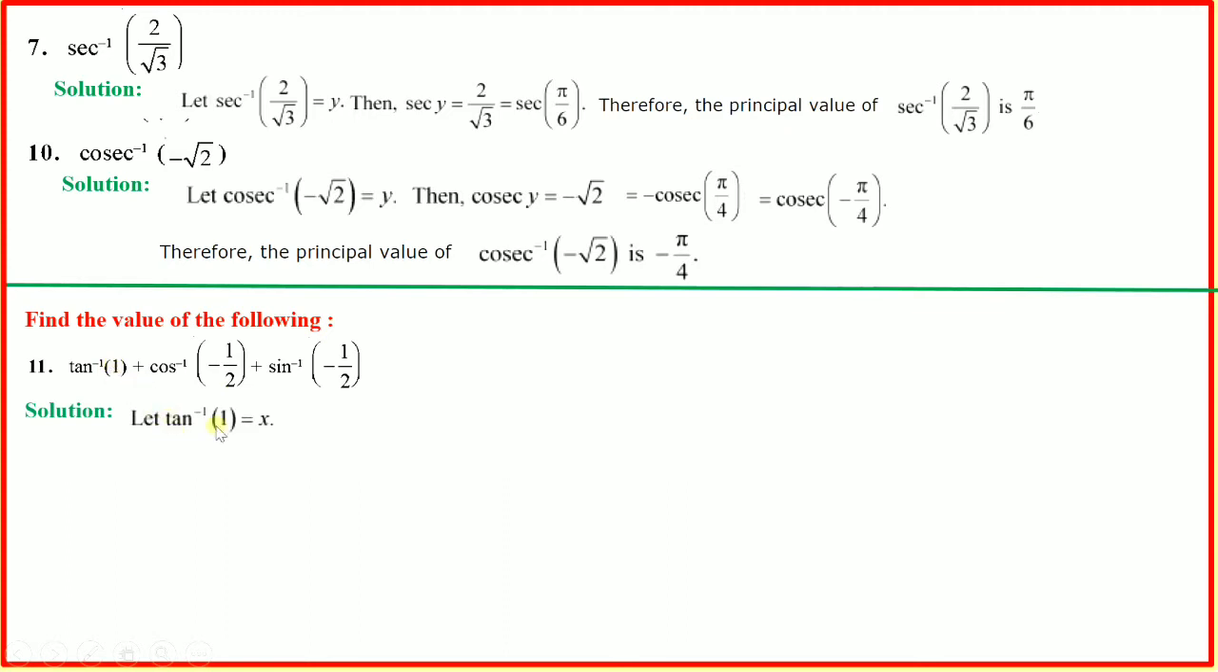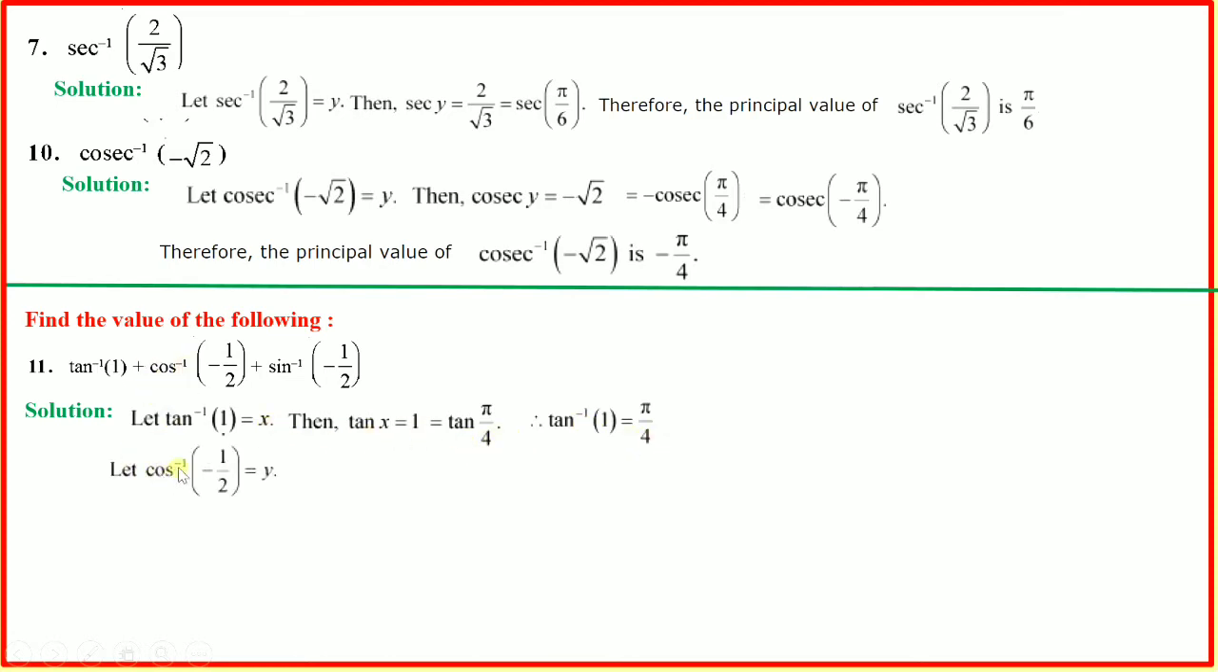Let tan inverse 1 be equal to x, then tan x is equal to 1. And 1 is equal to tan pi by 4, because tan 45 is equal to 1. So this means x is equal to pi by 4. Why? Because tan inverse belongs to the first quadrant. So tan inverse 1 is equal to pi by 4.